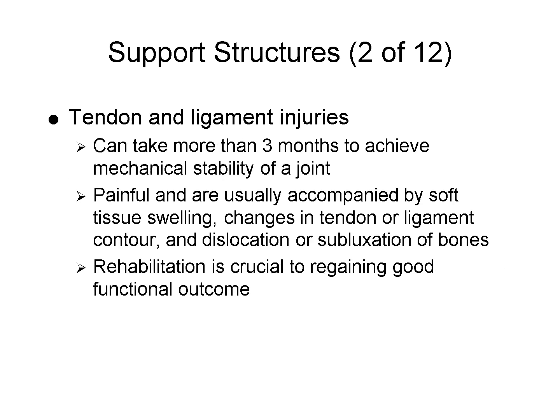Tendon and ligament injuries may take over 3 months to regain full mechanical stability. They are typically painful and associated with swelling, joint instability, or dislocation. Visual changes in contour or movement are also common. Early diagnosis and guided rehabilitation are essential to restore function and prevent recurrence.